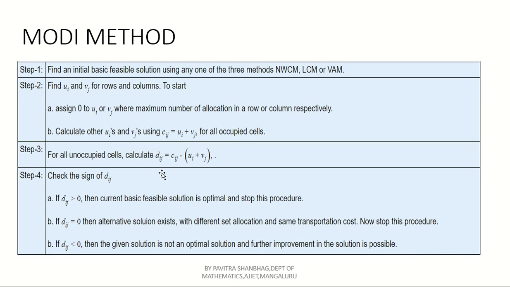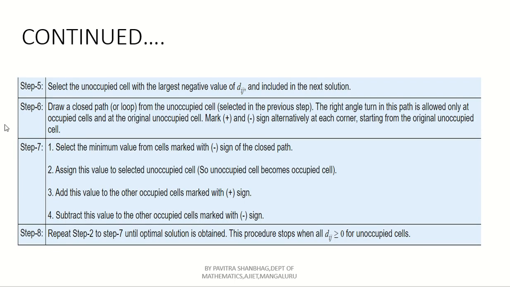Suppose if Dij is negative or less than 0, then the given solution is not an optimal solution and further improvement in the solution is possible. Say if Dij is negative, then we cannot say it is an optimal solution. So that's why we have to mention here the solution is not optimal and we have to further improve it with the help of some other method if possible.